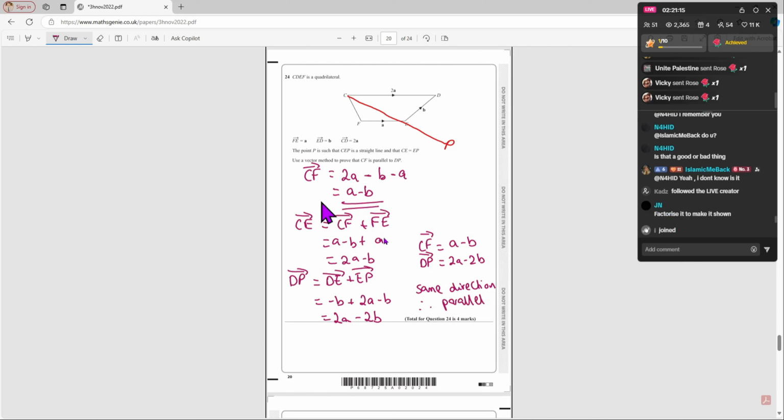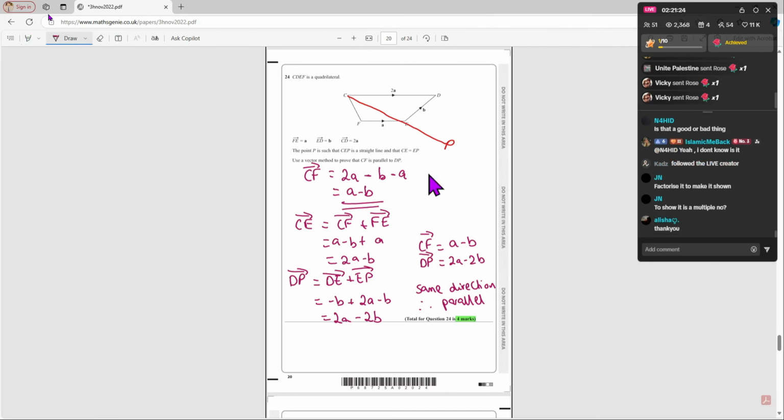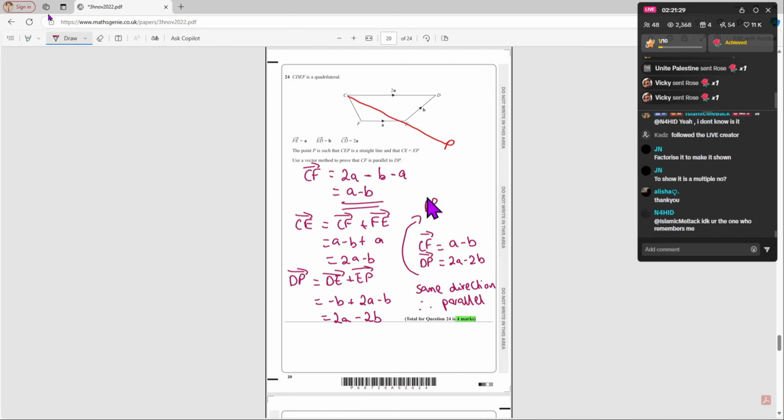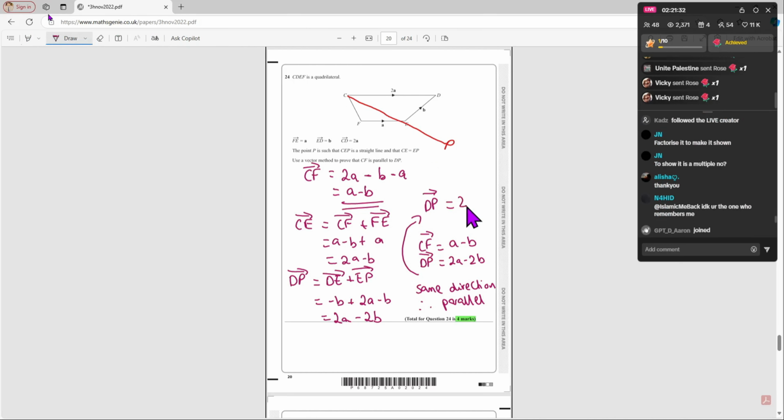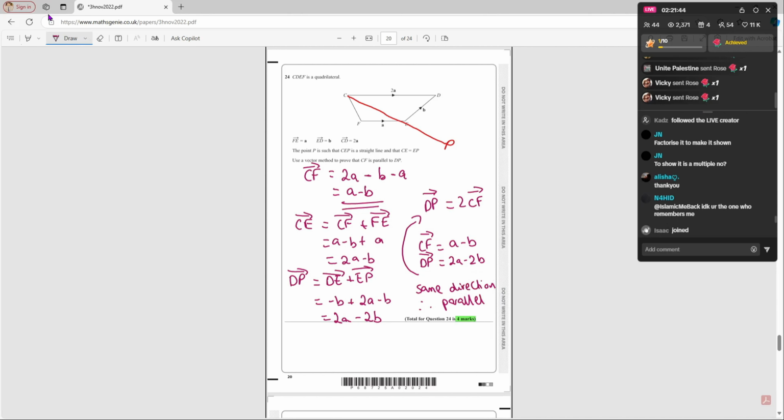Okay? So it's a 4-mark question. Yes, you would factorize it down. So over here you will write DP is equal to 2CF. I'm going to write this, DP is equal to 2CF, 2 times CF. Or you can also factorize it out, so you can also write 2 factorized out, then A minus B. That will also be correct. Either way, it's going to be correct. You just have to show that they are parallel.